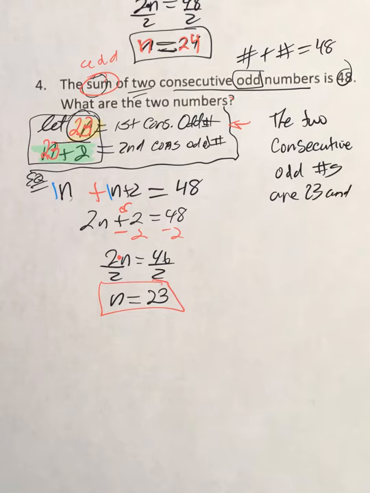and 23 plus 2, 25. So aren't those odd numbers? Aren't they consecutive? And if you add those two together, do you get 48? Yep, we get 48. So we know we did it right.